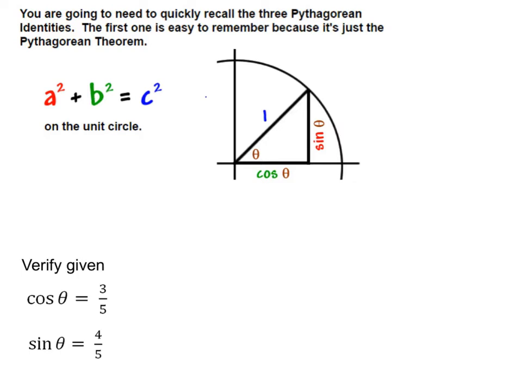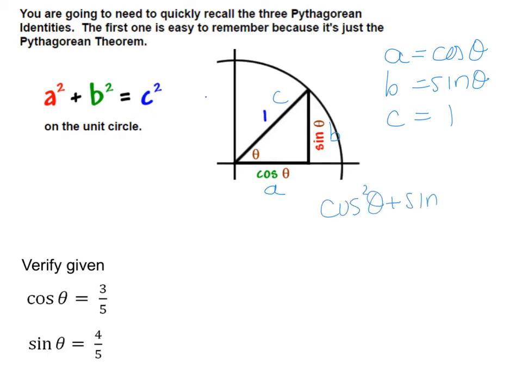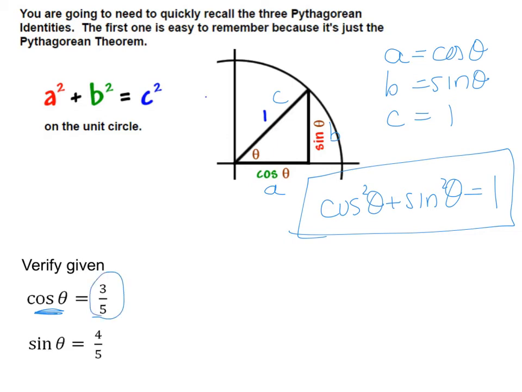Now, we're going to write down what is a on this unit circle. Well, a, right, this could be b, and those could switch, it doesn't matter. And then the hypotenuse is c. So I know that a is cosine theta, b is sine theta, and c is 1, right? So in the Pythagorean theorem, cosine squared theta plus sine squared theta equals 1. That is the identity. That is true for all values of theta. So let's give an example. We said that cosine theta is the ratio 3 to 5.